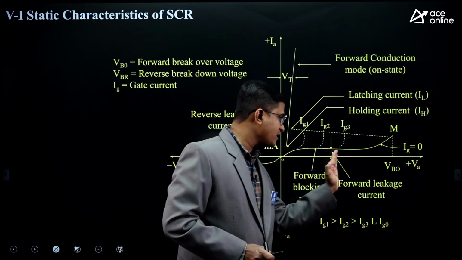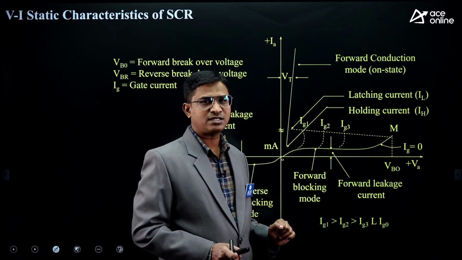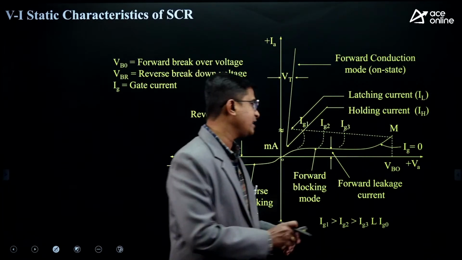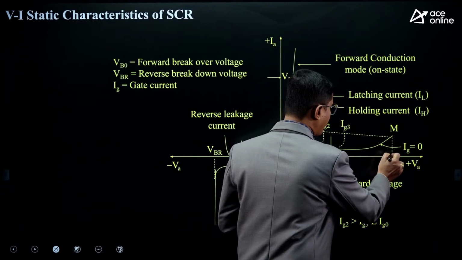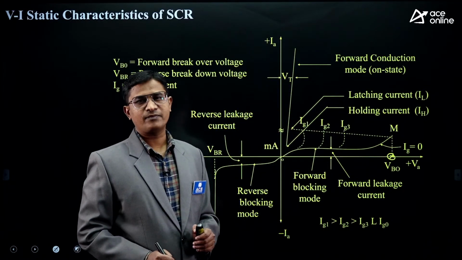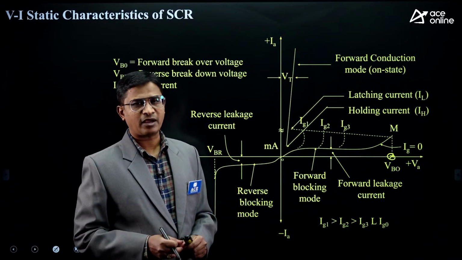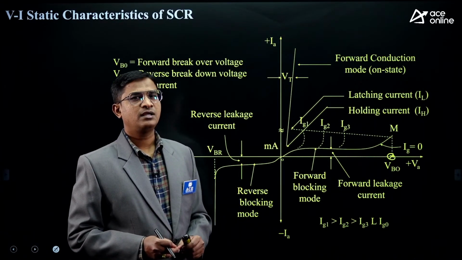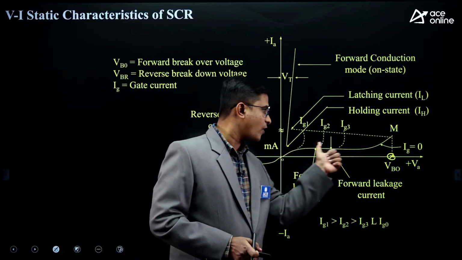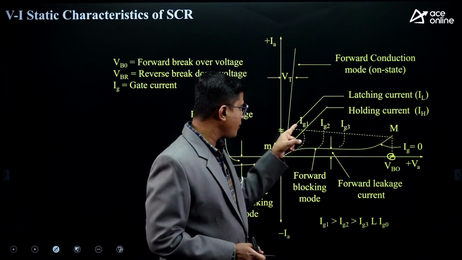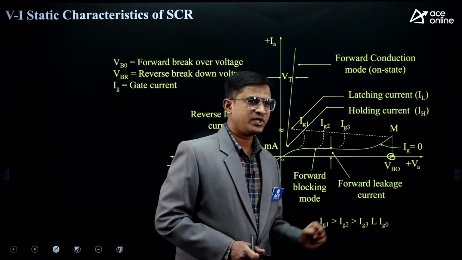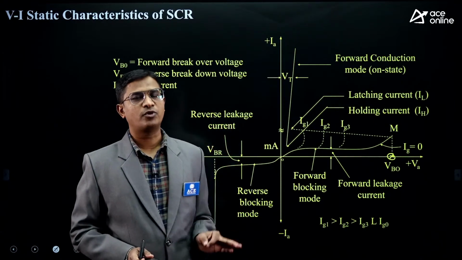As we go on increasing the forward voltage, again my device blocks that voltage. And if the forward voltage becomes equal to VBO, the forward breakover voltage, the breakdown of the depletion layer across junction J2 occurs and your device will switch from forward blocking mode to forward conduction mode. Here OM indicates forward blocking mode.